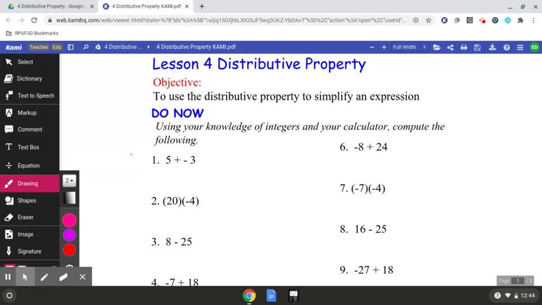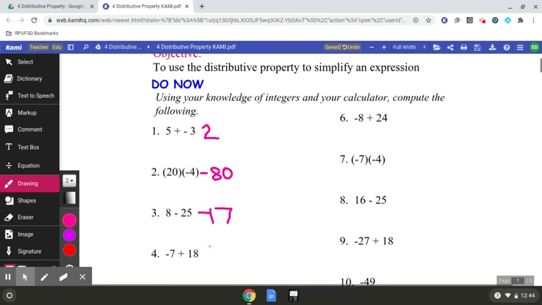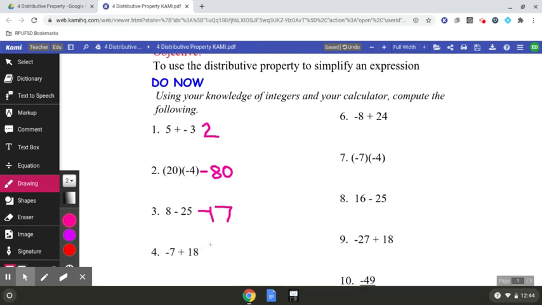So at this point, guys, you should have tried 1 through 10 for the do now. Number 1, 5 plus negative 3 is positive 2. Number 2, 20 times negative 4 is negative 80. Number 3, 8 minus 25 is a negative 17. Number 4, negative 7 plus 18 is 11.